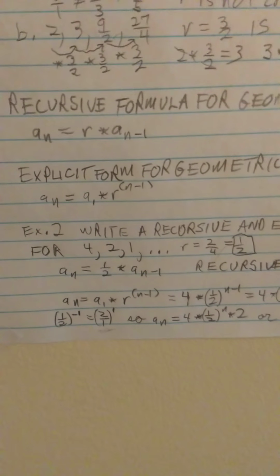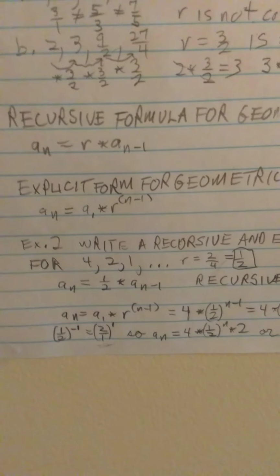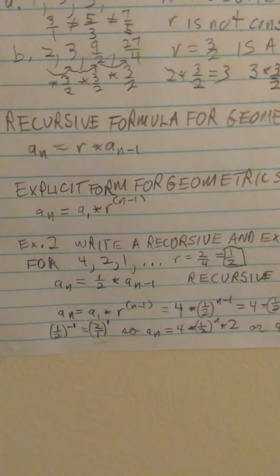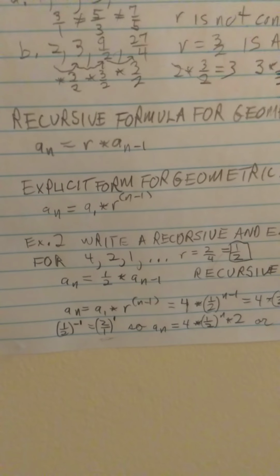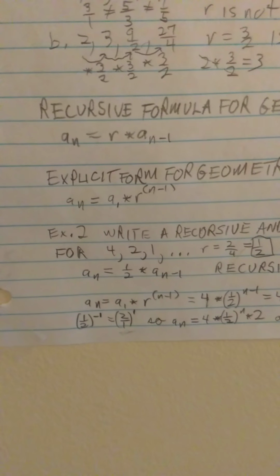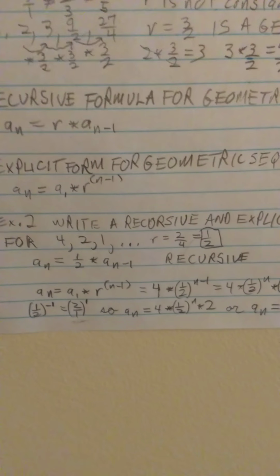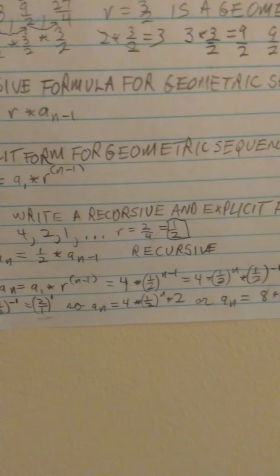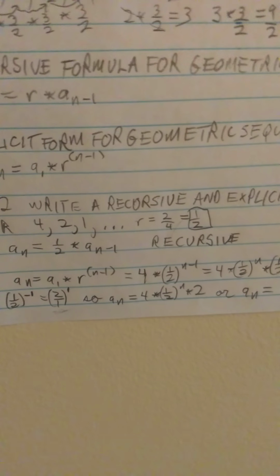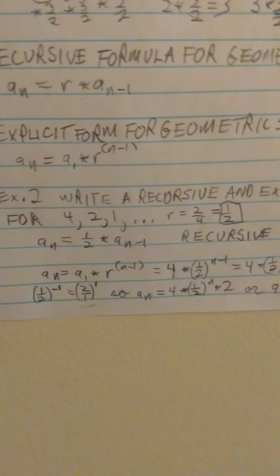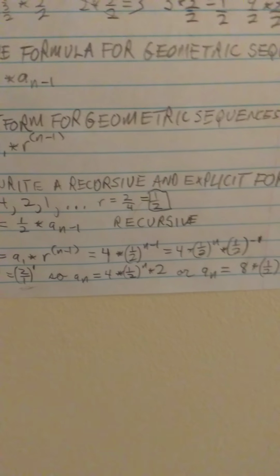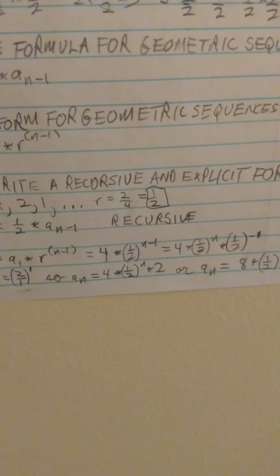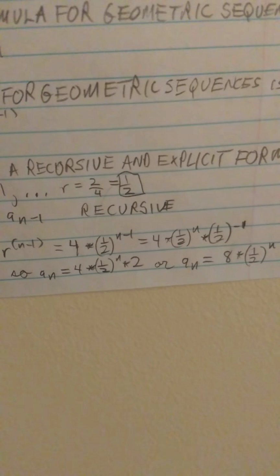Now to do the explicit, I only need the first term, because I know what the r is, so I can say a sub n is a sub 1 times r to the n minus 1 power, which is the first term 4 times 1 half to the n minus 1. Now we have to watch what happens with the 1 half to the n minus 1, so we're going to break it apart into 2 pieces. So this is 4 times 1 half to the n times 1 half to the minus 1.